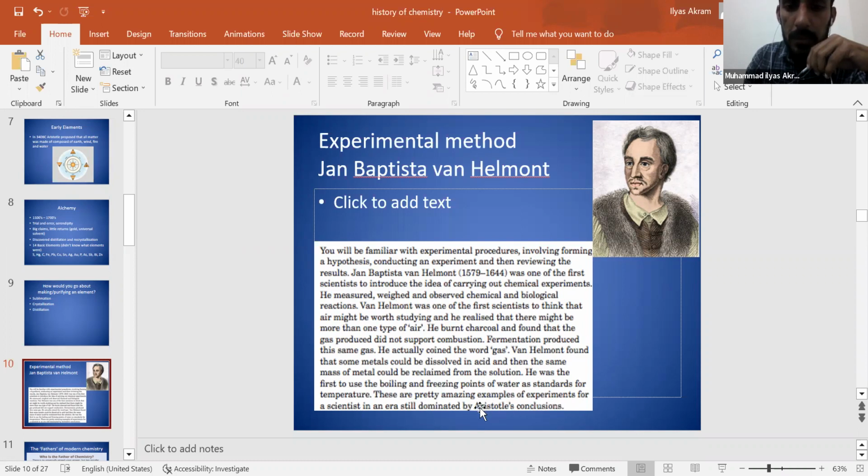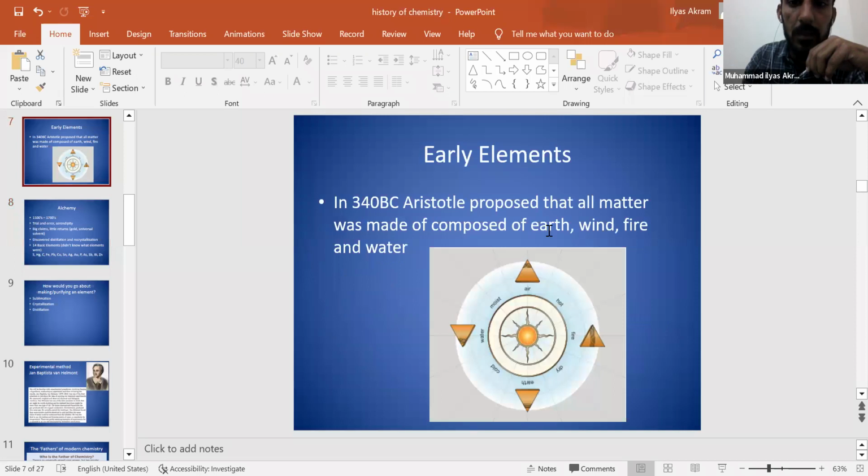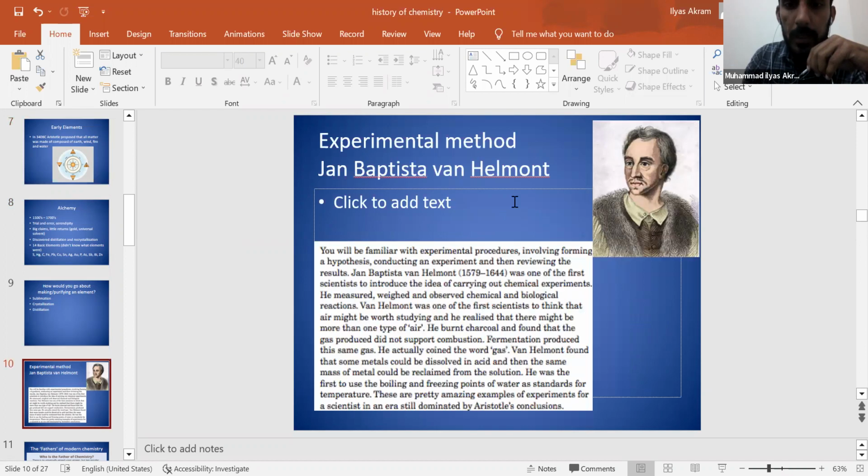So the last conclusion that was made by Aristotle: matter is a form of earth, wind, fire and water. That conclusion was experimentally challenged by Baptist Van Helmont. Then he said that all these things are from matter.